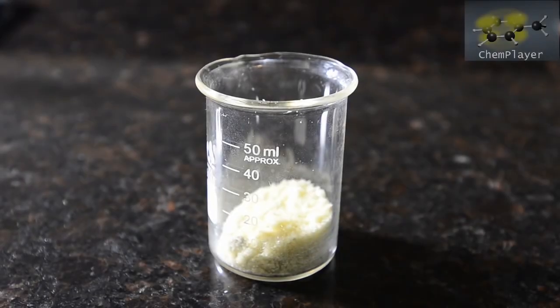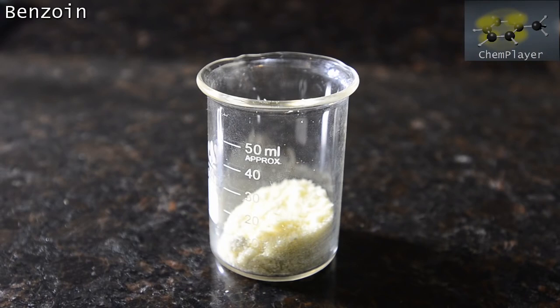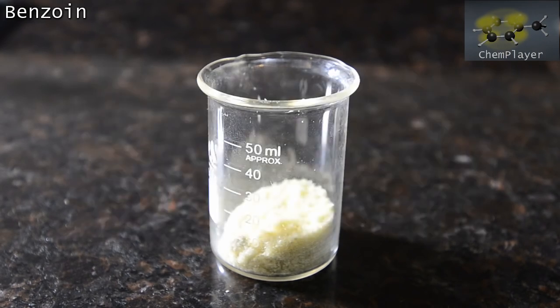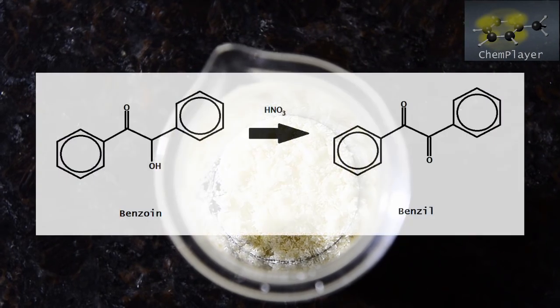This is a nice quick little reaction and the first in a two-part series. In a previous video we showed you how to prepare benzoin from benzaldehyde using a cyanide catalyst. You can also use thiamine as a more OTC catalyst for that reaction. We're now going to use some of the benzoin and oxidize it to a compound called benzil.